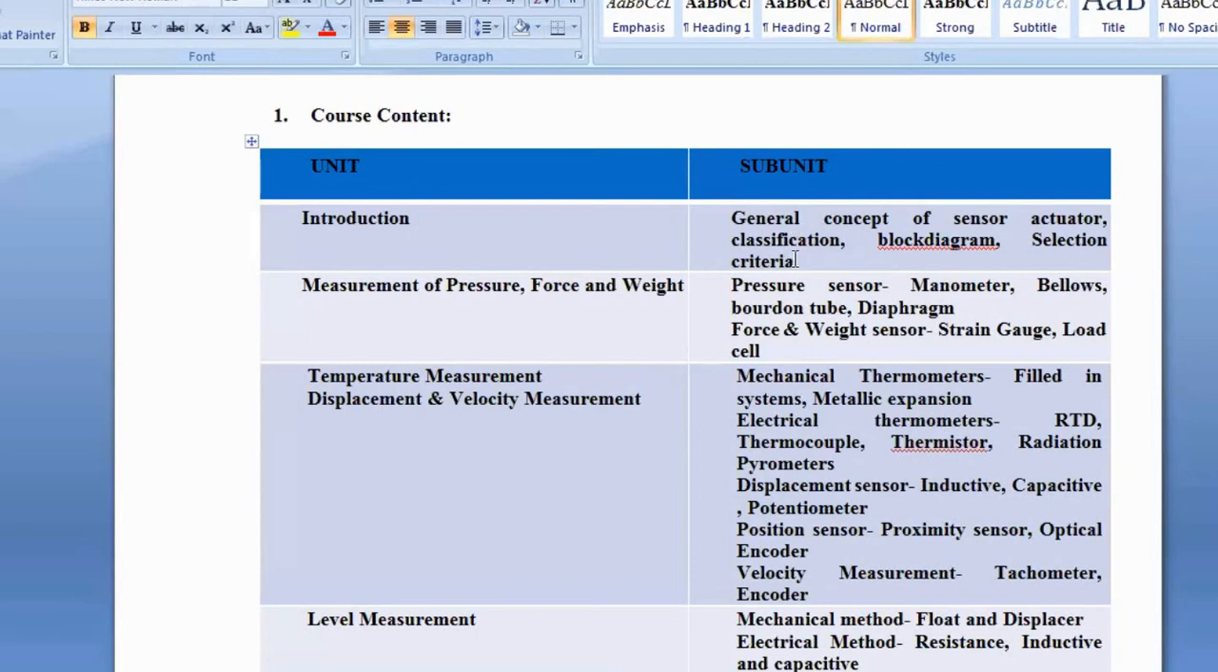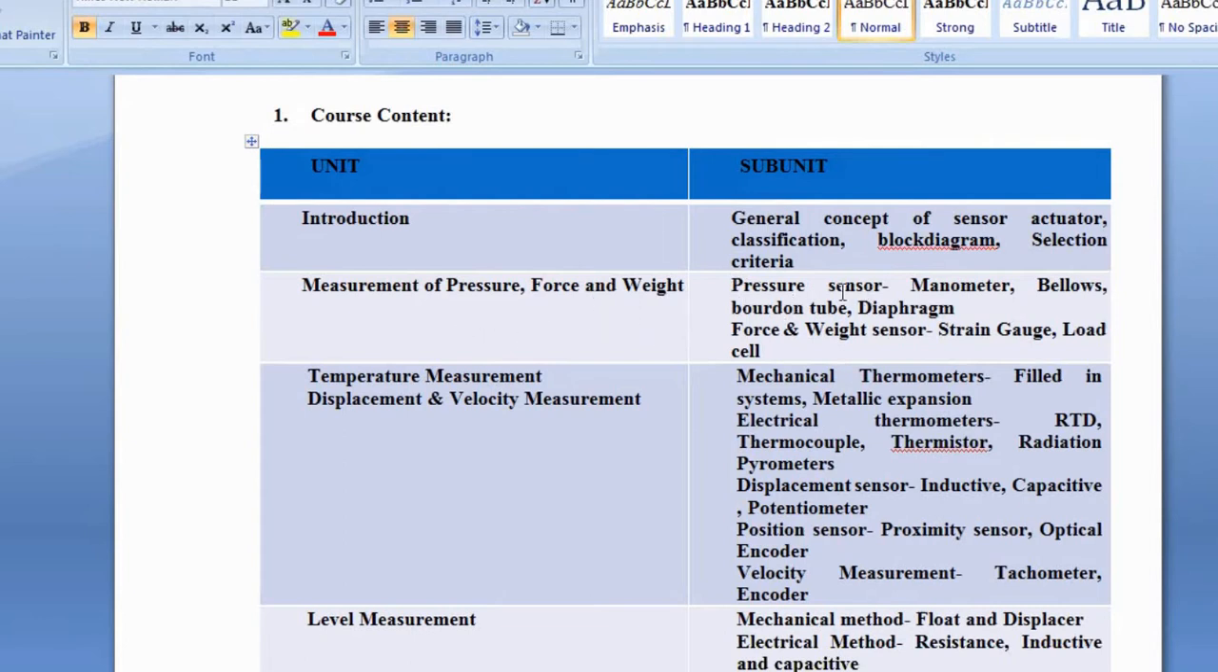The selection criteria, okay, and these were already discussed in the first chapter. There is an introduction part. This is chapter 1. Chapter 2 is the measurement of pressure sensors and force sensors. Weight sensors and force sensors are almost the same. So, pressure sensors and force sensors.